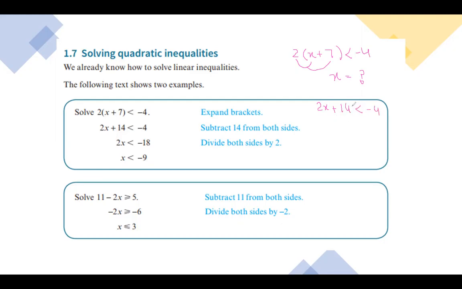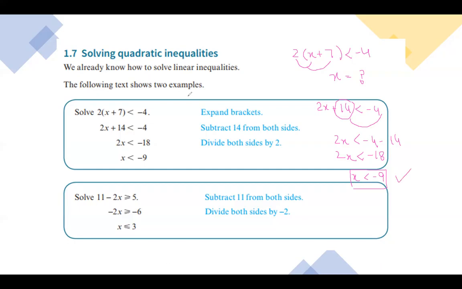Now this constant goes to the other side, so the sign plus 14 must be converted into minus 14. So it must be 2x is less than minus 4 minus 14. So 2x is less than minus 18 and x is less than minus 9. So this is the value of x. So in the second case, this is the value of x.